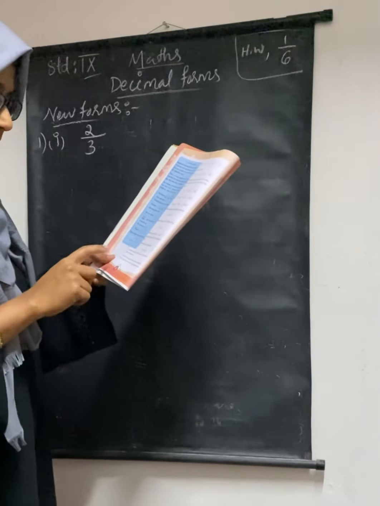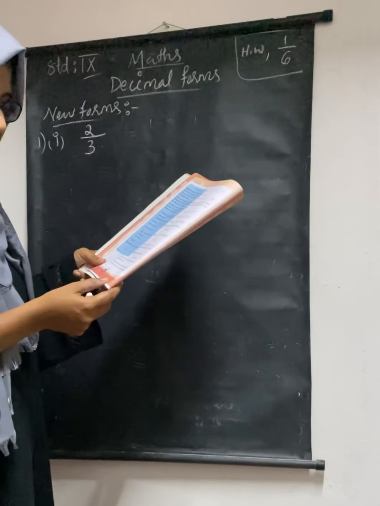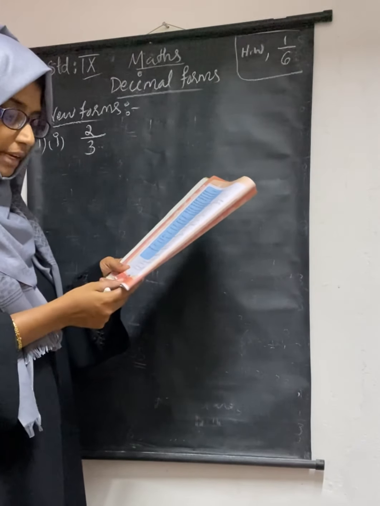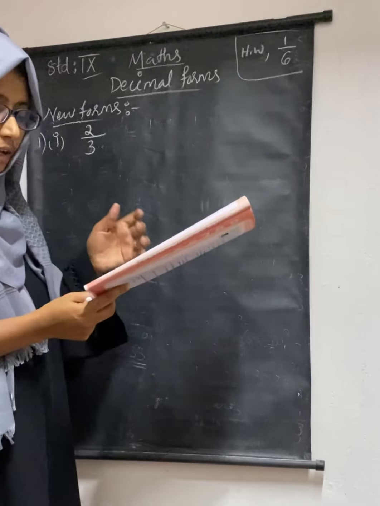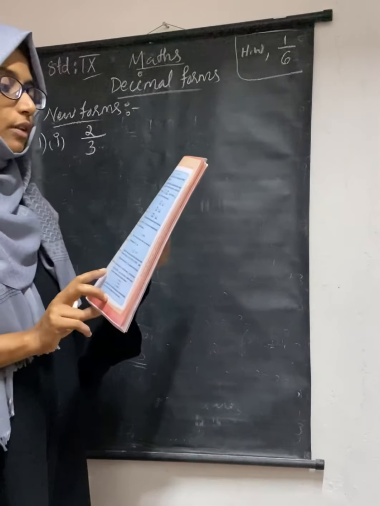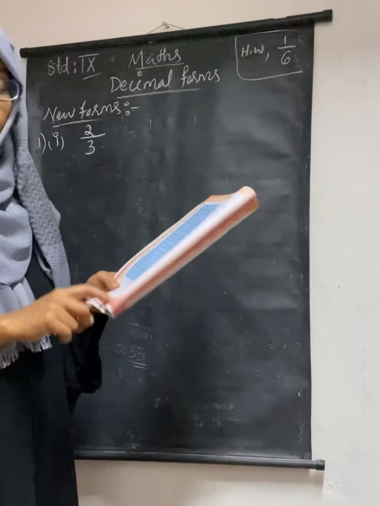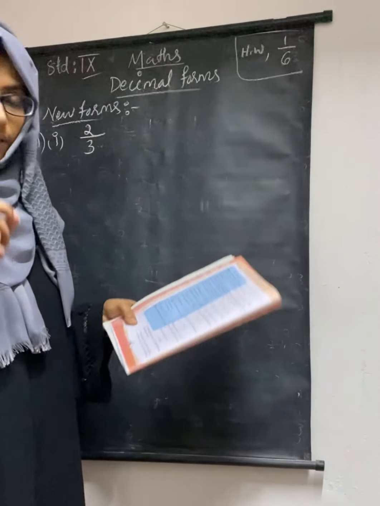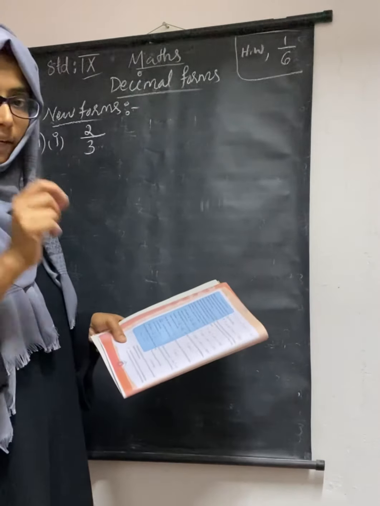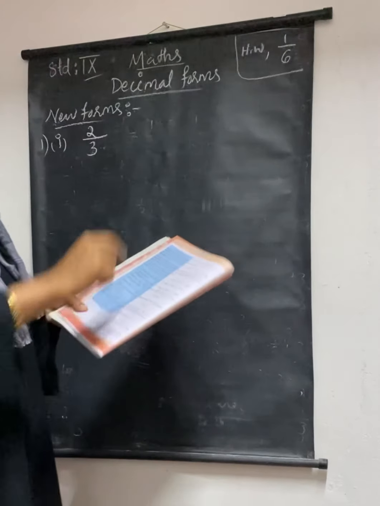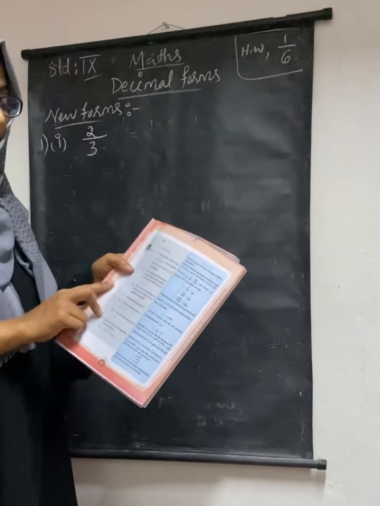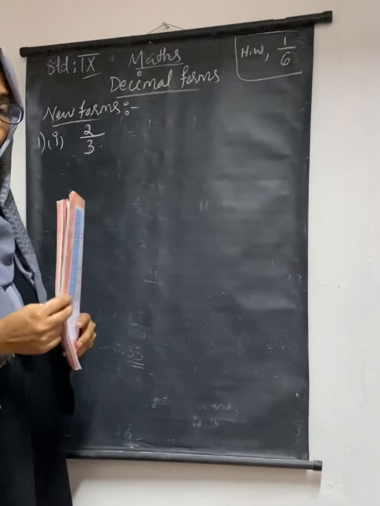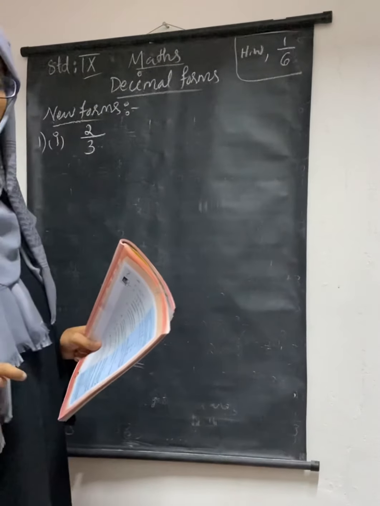First question. For each of the fractions below, find a fraction with the denominator a power of 10 getting closer and closer to it, and hence write its decimal form. So the question comes like this: find the fraction with the denominator powers of 10 getting closer and closer to the given fraction. So like that the problem will come. You have to understand how the question is asking.